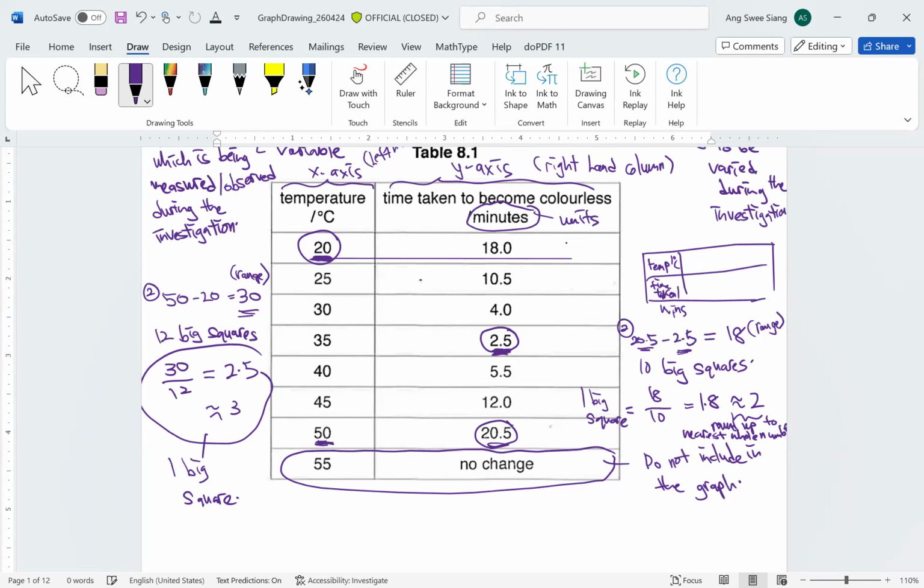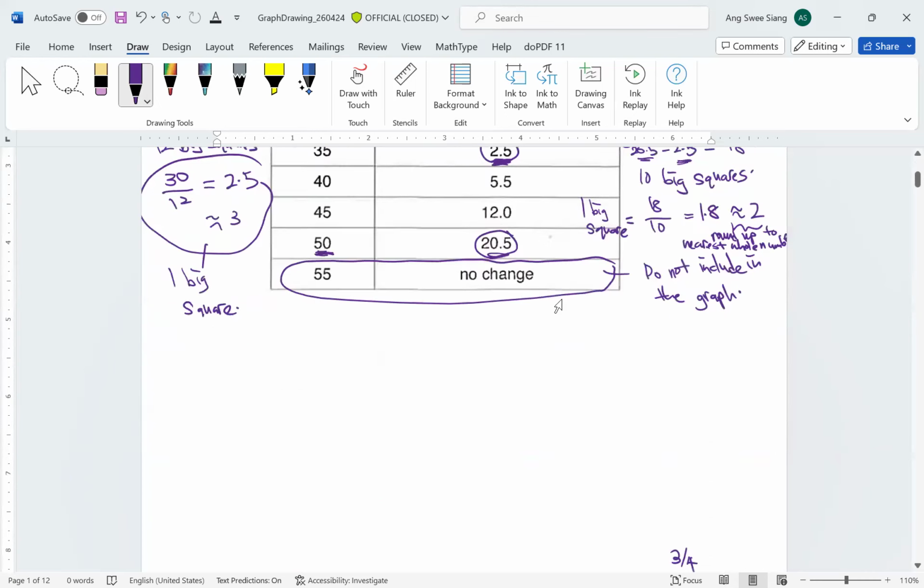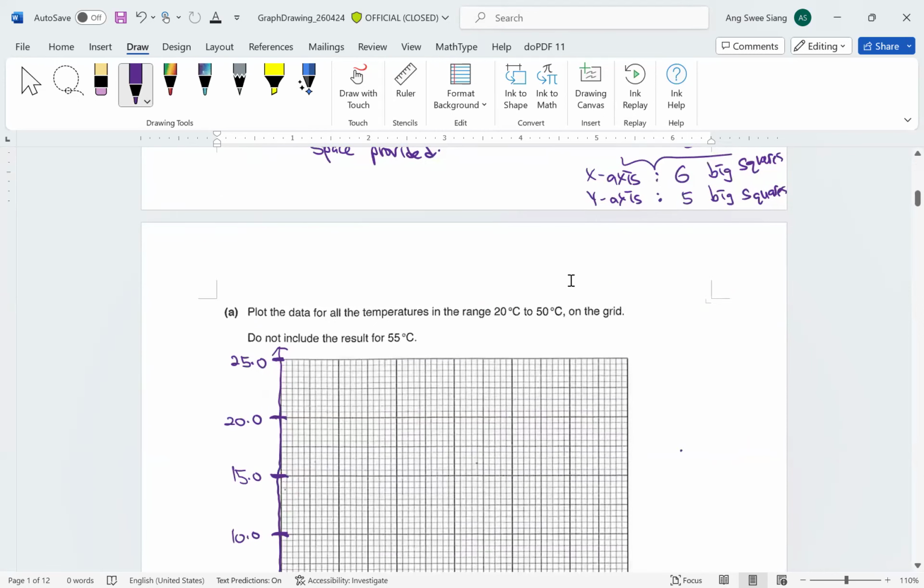So I will just copy exactly, don't change it: time taken to become colorless. So I will write here, no space. I write above, time taken to become colorless.